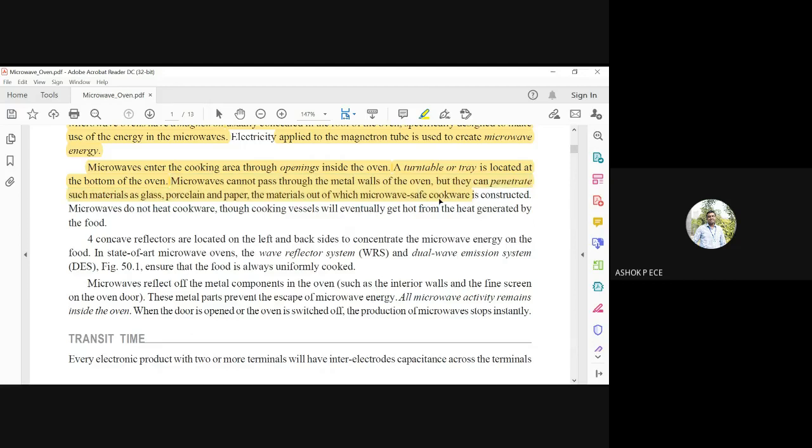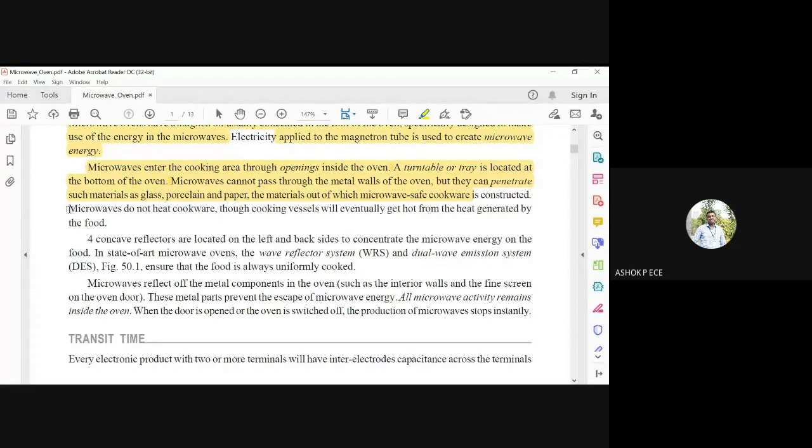And what is microwave safe cookware? It should be made up of glass, porcelain and paper. These materials will let the microwaves pass inside, but other materials cannot pass them, and metals will reflect the microwaves.